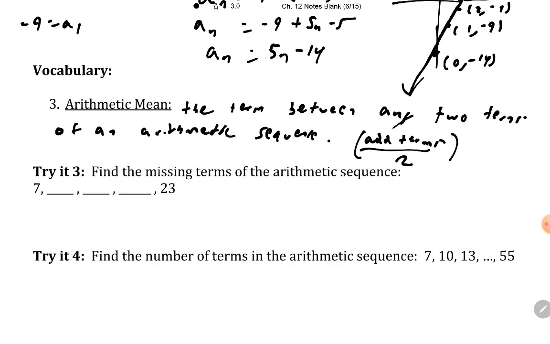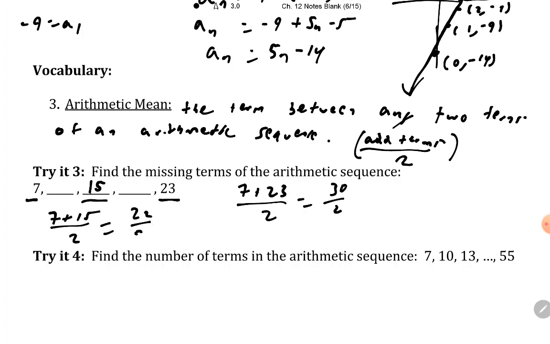So for example, find the missing terms of the arithmetic sequence. So if we want to find the middle term between 7 and 23, would we add them up and divide by 2? So we get 30 divided by 2 and 15. So the number in the middle is 15. All right, and then we can do it again. I want to find the middle between 7 and 15. So we add them together and divide by 2. We get 11. Okay, and then now I can notice that everything is being added by 4, plus 4, plus 4, plus 4, plus 4.